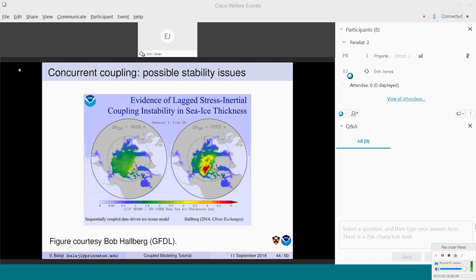And this is an example that there is sudden explosive growth in Arctic sea ice, which doesn't actually seem to make sense. It doesn't have an obvious physical cause. So when we found this, we didn't know. This actually causes the model to crash after a little while because it builds up so much ice. So this is a paper about evidence of the lag, meaning that seeing the ocean state from the previous time step is causing an instability.